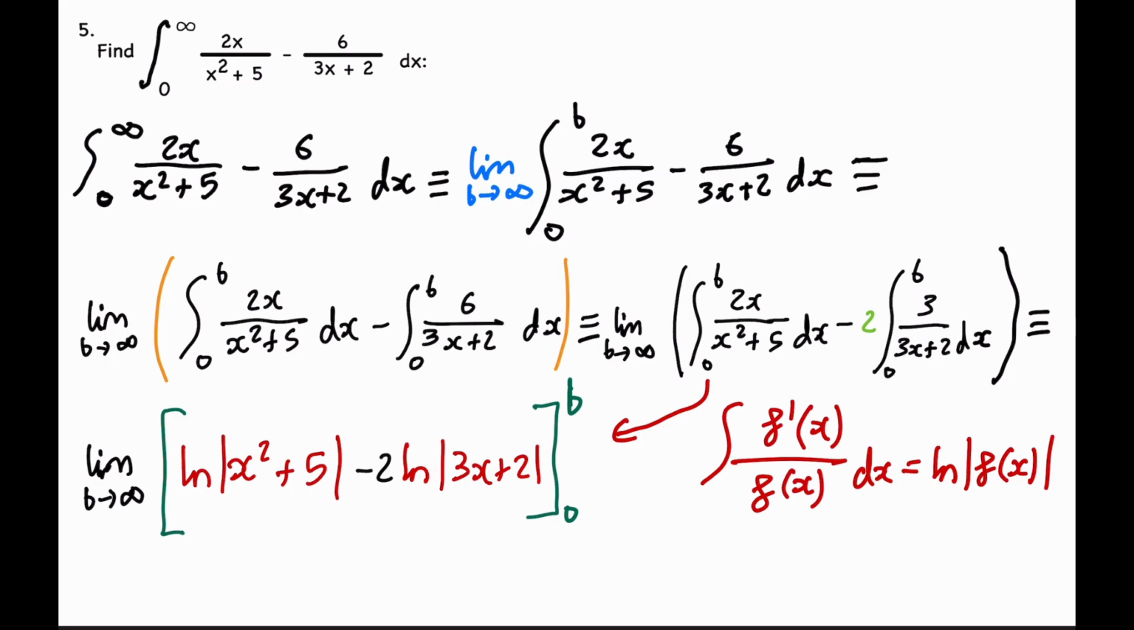And then we'll do the ln of the function at the bottom of the brackets, which was the 3x plus 2. And remember to leave it in the modulus form. And we still need to leave the limit as b goes to infinity and between b and 0.